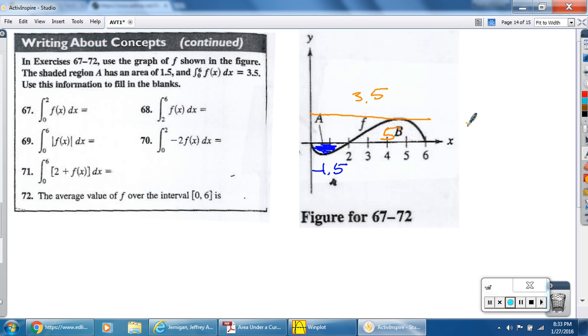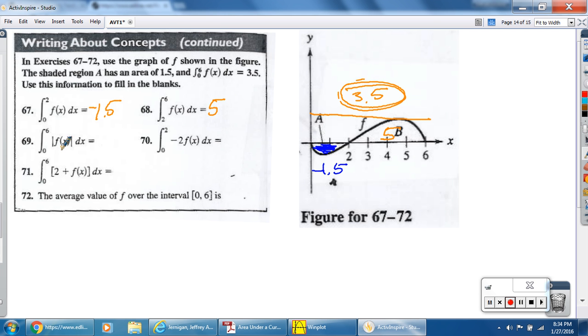Now again, remember, the area of B, which is 5, that's positive. 5 plus negative 1.5 gives me a net area of 3.5. So that's how I know that B is going to be an area of 5. So the area from 0 to 2, area A is 0 to 2, so the area from 0 to 2 is negative 1.5, that is the net. For 68, the area from 2 to 6, that's 5, that's the positive area.